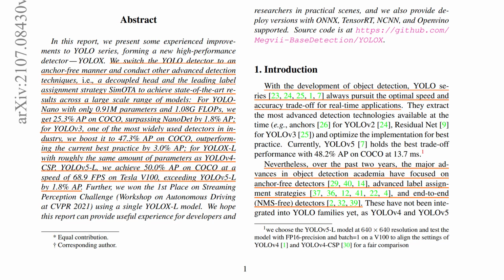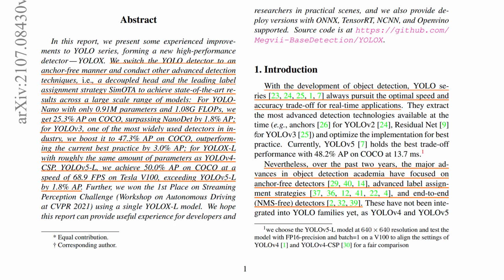For YOLO Nano with only 0.91 million parameters and 1.08 gigaflops, they obtain 25.3% average precision on the COCO dataset, surpassing a similar type of model, which is NanoDet, by 1.8% average precision. For YOLOv3, one of the most widely used detectors in the industry, it has been boosted up to 47.3% average precision on the COCO dataset, outperforming the current best practice by 3% average precision.